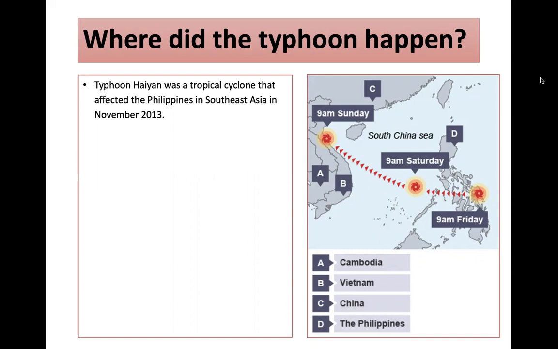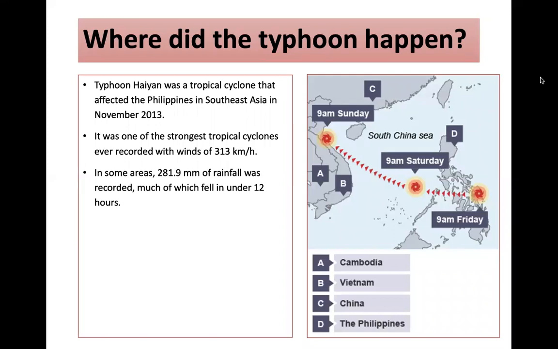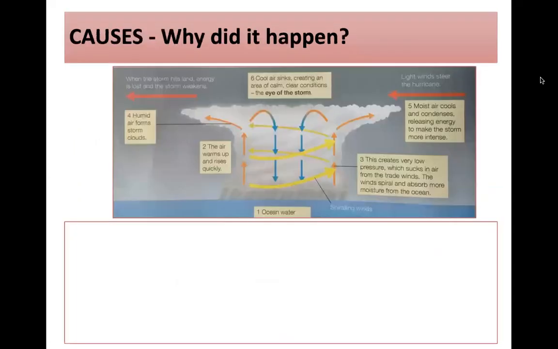And you can see the other countries too, that it also had an impact on: China, Vietnam, and Cambodia. It was one of the strongest tropical cyclones ever recorded, with winds of up to 313 kilometers an hour. In some areas, 282 millimeters of rain was recorded, much of which fell in under 12 hours. Waves of up to 7 meters in height battered the coastline, and the Philippines, as you know, is a fairly poor part of the world, with minimal investment in prediction, planning, and protection schemes.